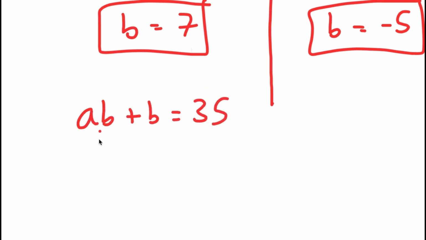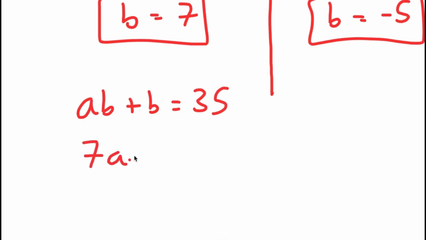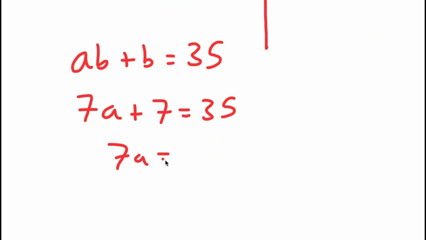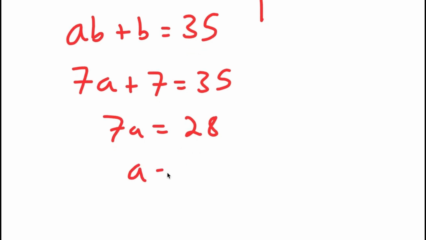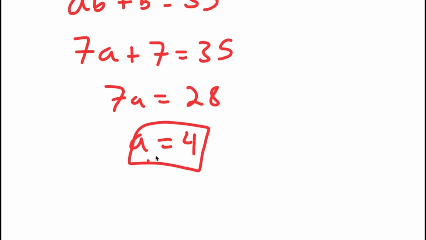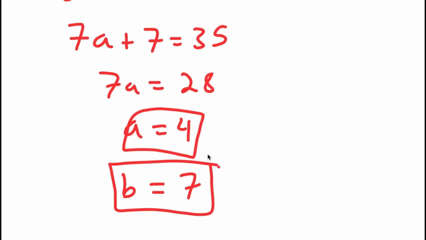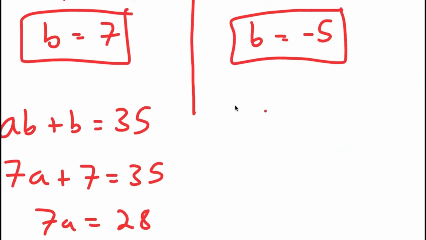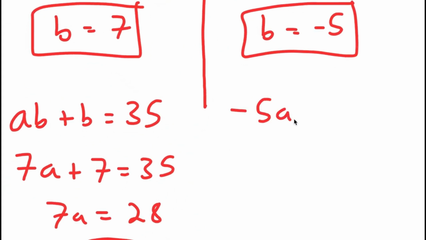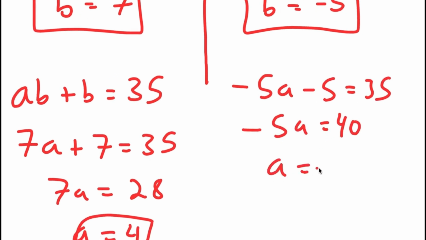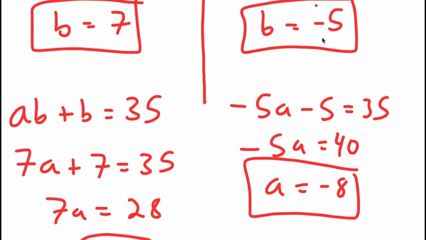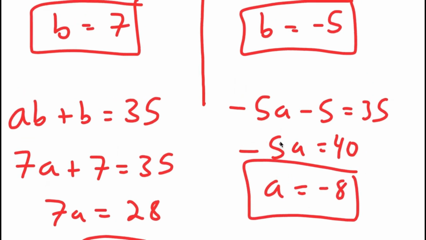So if B equals 7, I get 7A plus 7 is equal to 35, meaning 7A is equal to 28, and A equals 4. So if A equals 4, then B equals 7. This is one solution to my system of equations. And now if B equals negative 5, I get negative 5A minus 5 is equal to 35, meaning negative 5A is equal to 40, and A equals negative 8. So if B equals negative 5, then A equals negative 8. So these are my two solutions.